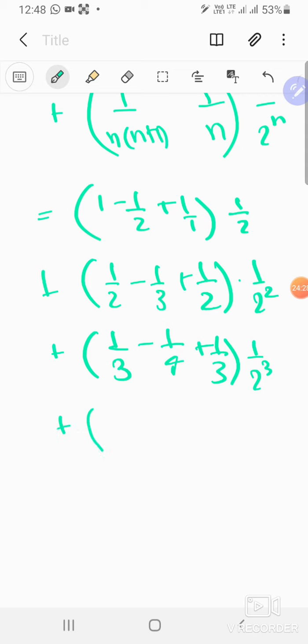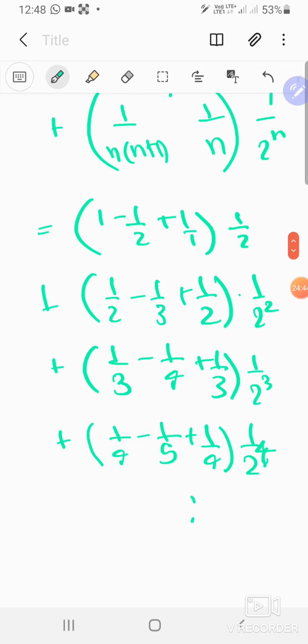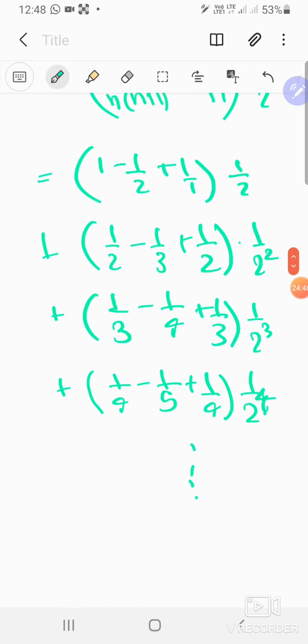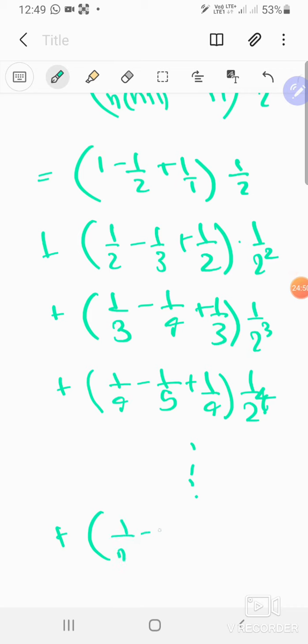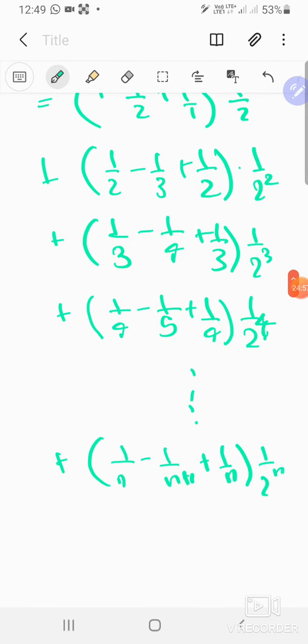This is a very nice thing, right? Plus 1 upon 4 minus 1 upon 5 plus 1 upon 4 into 1 upon 2 raised to the 4th power. And it will keep on going like that till you have the nth term, which can be written as 1 upon n minus 1 upon n plus 1 plus 1 upon n into 1 upon 2 raised to n power.